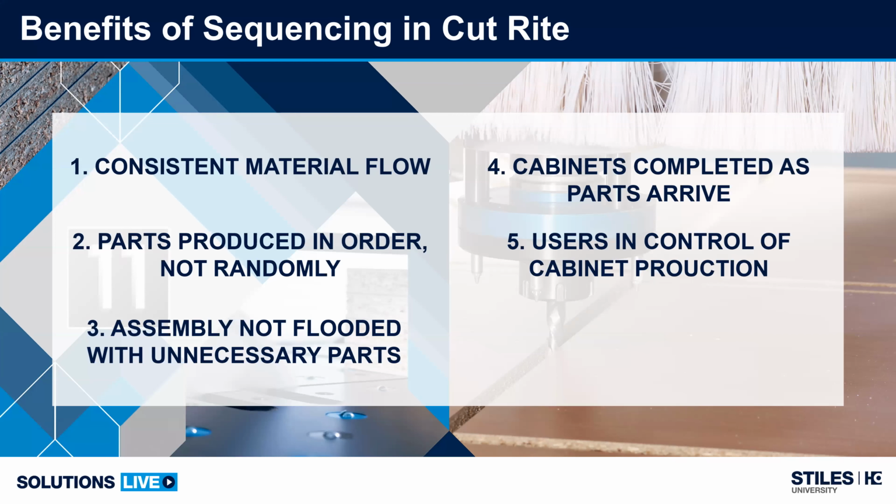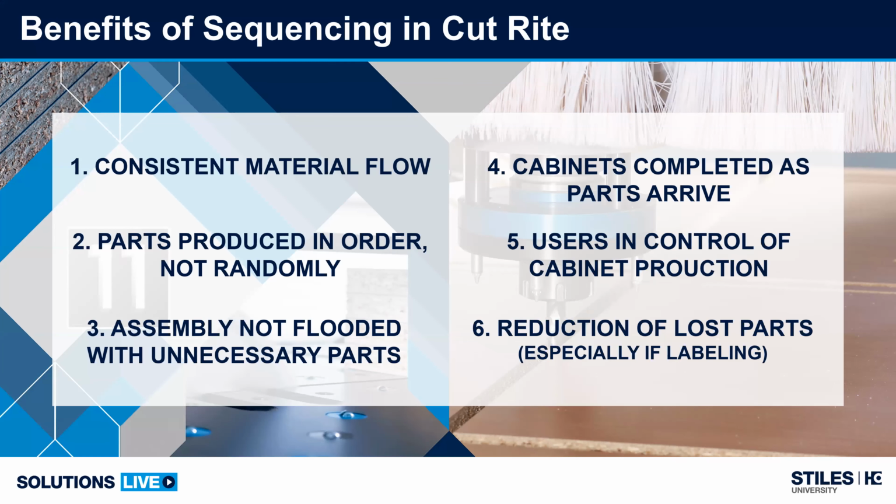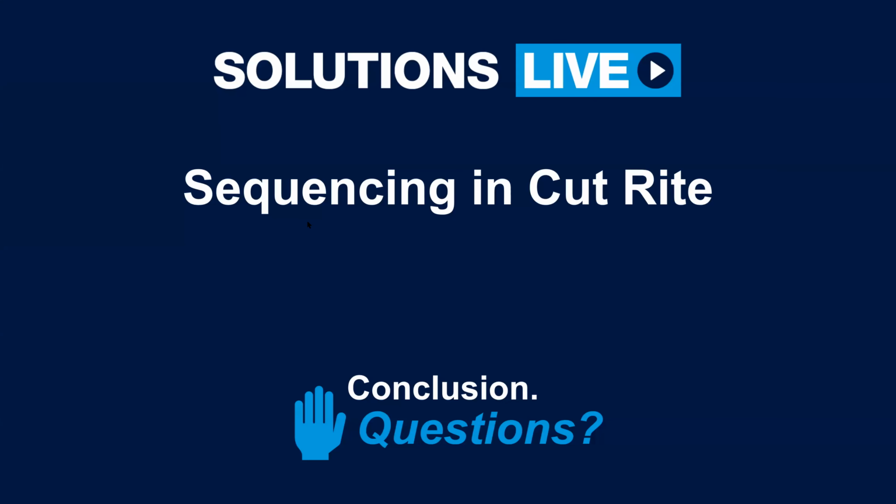So the Cut-Right users are in control of the cabinet production. That's the goal. We want to keep that as tight as possible, and reduce your lost parts, right? And you add labeling into that. If you're not labeling yet, that makes it even better. And that sums it up.